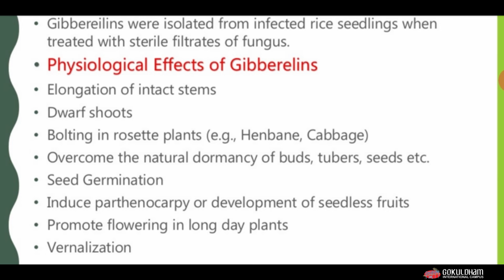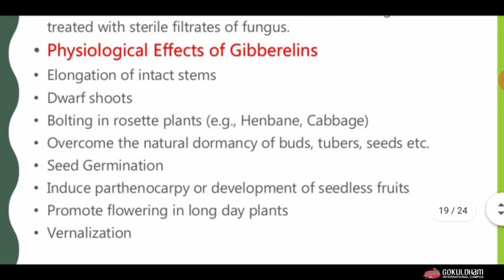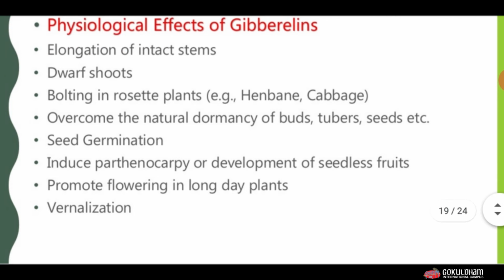Then bolting in rosette plants like cabbage and henbane, and it overcomes the natural dormancy of buds, tubers and seeds. Gibberellins are very useful in seed dormancy and help in seed germination. It induces parthenocarpy, or development of seedless fruit, which I also mentioned in auxin, that this type of plant growth hormones are useful for inducing parthenocarpy and development of seedless fruit.